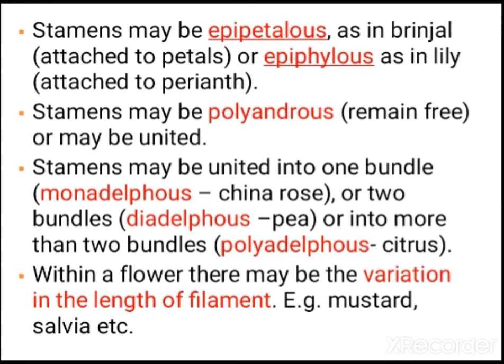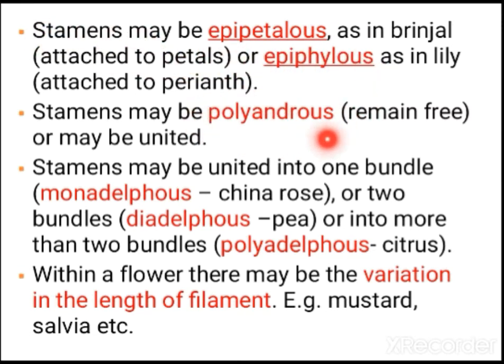The arrangement of the stamens also varies. It can be epipetalous. In the case of the brinjal flower, you can observe this. Here the stamens are attached to the petals. Epiphyllous is when they are attached to the perianth. What is perianth? When there is no distinction between petal and sepal, you call that perianth. When the stamens are attached along with the perianth, you call that epiphyllous. Epipetalous means when they are attached to the petals. So the stamens can be epipetalous or epiphyllous.